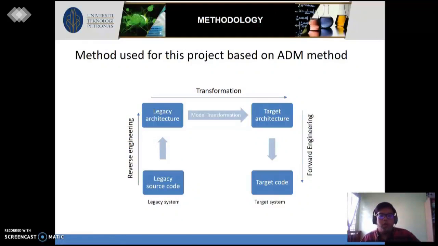So moving on to the methodology part. In this research, I will use the method as a baseline. We start from the legacy source code, and with the reverse engineering process, we will generate the legacy architecture of the legacy system. By applying model transformation, I will generate the target architecture. From the target architecture, we can get the target code by undergoing the forward engineering process.